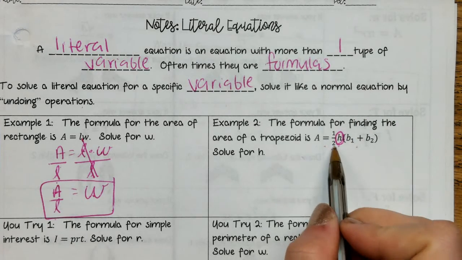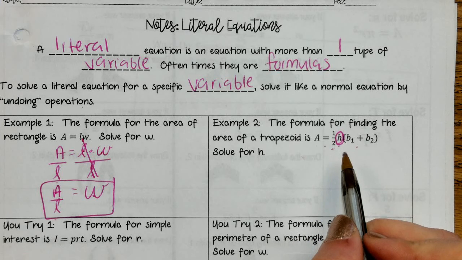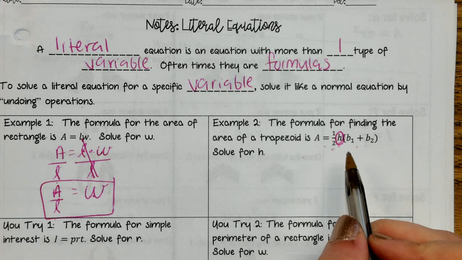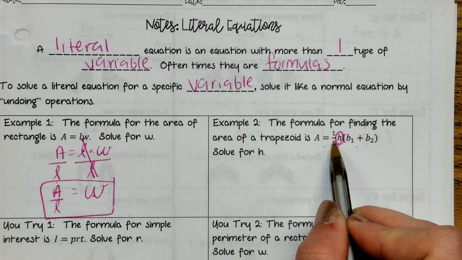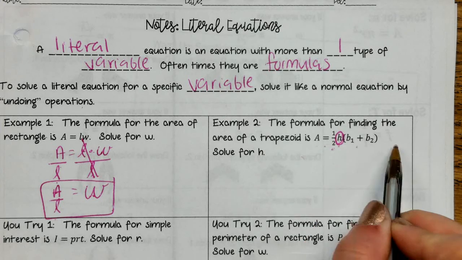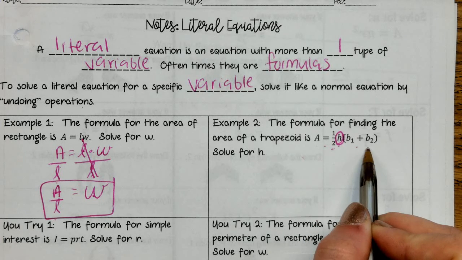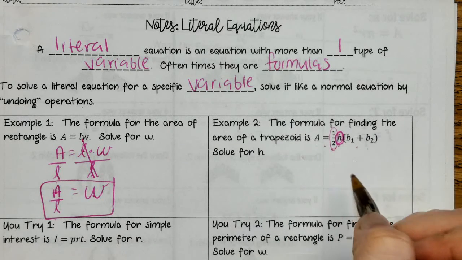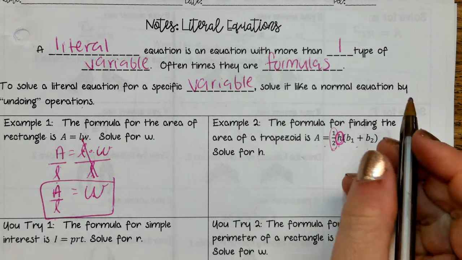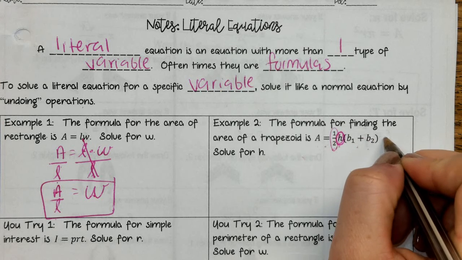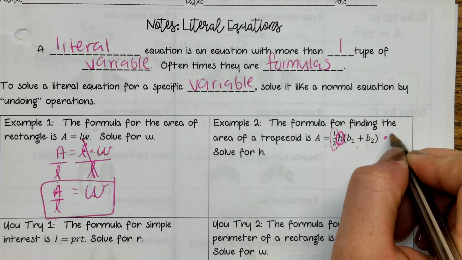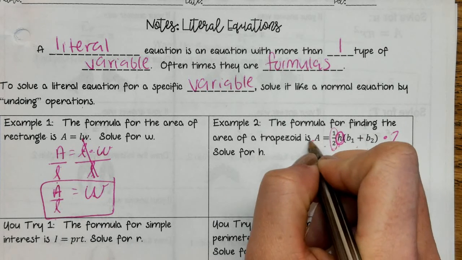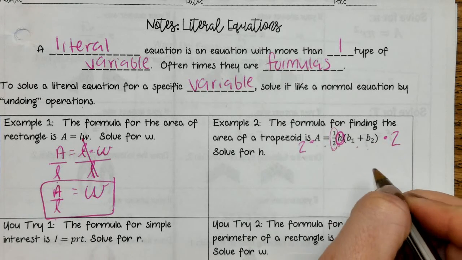So, first, I like to get rid of these fractions, just like when we solve equations. It's 1/2 times h times something else. It's 3 different terms being multiplied. So to get rid of this 1/2, we're going to divide both sides by 1/2. Dividing both sides by 1/2 is the same as multiplying by 2.